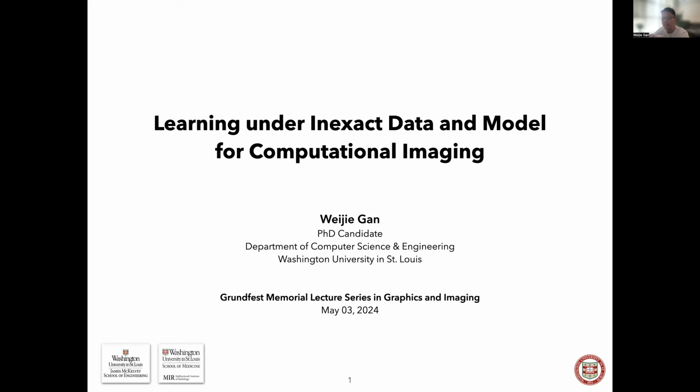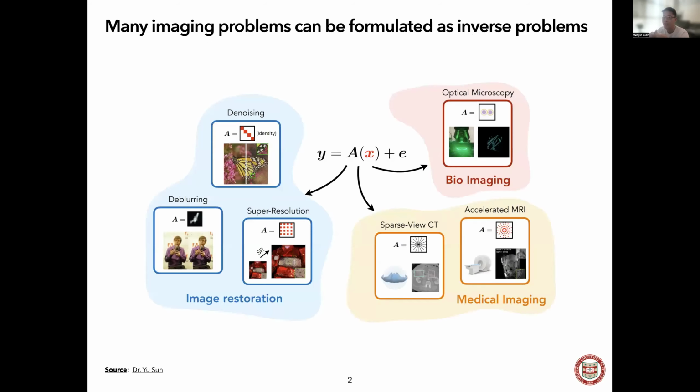Computational imaging is a really big topic, and I will jump straight into my research focus. My research focus is inverse problems. I'm interested in inverse problems because many imaging problems can be formulated as inverse problems, for example, problems in image restoration, in biomedical imaging, and so on. But what is an inverse problem, right?